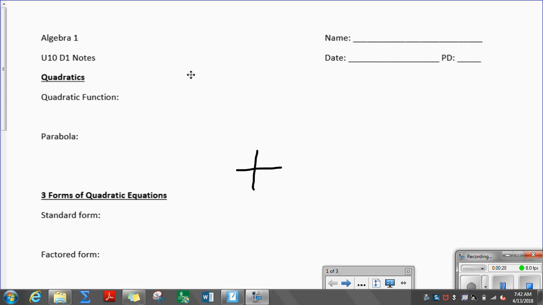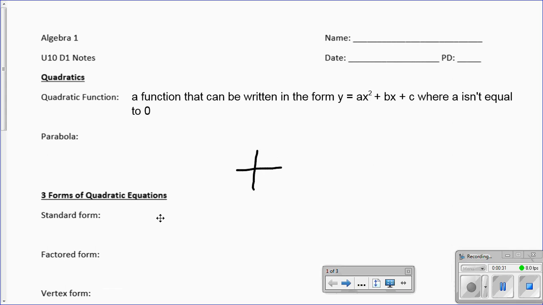Okay? So a quadratic function is a function that can be written in the form y equals ax squared plus bx plus c. Very similar to the polynomials, it's going to be a trinomial with a degree of 2. What's really important is that the a, which is the part of the first term, the x squared part, cannot be 0. So for it to be a quadratic, it must have that x squared part.